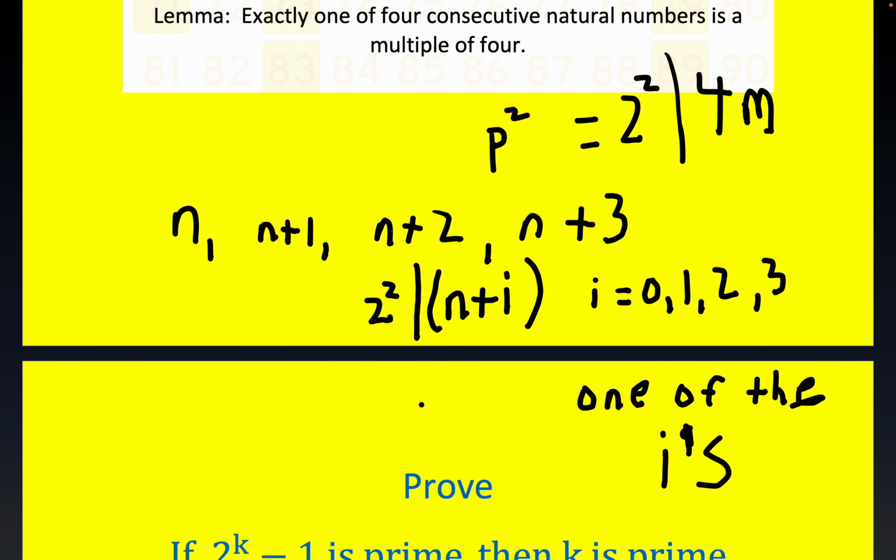So in other words, you would have mu at that is equal to 0, right? For one of the I's in 4 consecutive.